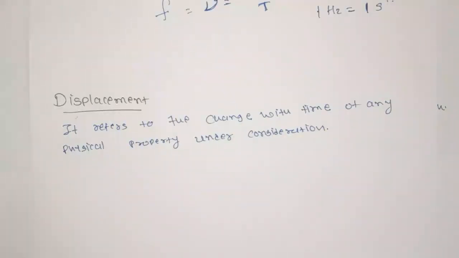Now let us understand what is displacement. Till now we just understood displacement as a change in position with respect to the origin or with respect to the reference point, but it is not always related to position. The displacement in general refers to the change with time of any physical property under consideration. For example, in case of a rectilinear motion of a ball on a surface, the distance from the starting point as a function of time is position displacement. The choice of origin is a matter of convenience.